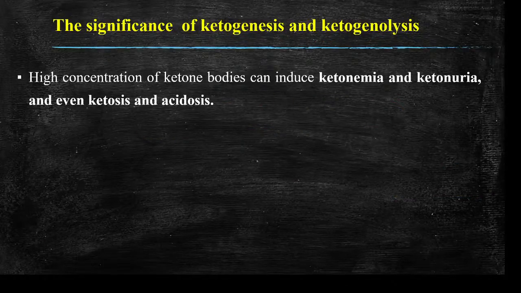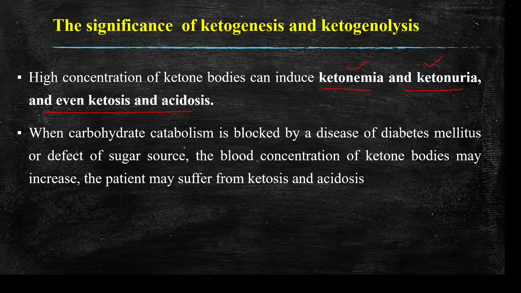Okay. So the high concentration of ketone bodies can induce a condition known as ketonemia and ketonuria. That is, a higher amount of ketone bodies is present in blood. It is called ketonemia. Ketonuria means where ketone bodies are present in urine. Okay, and it can also cause ketosis and ketoacidosis.